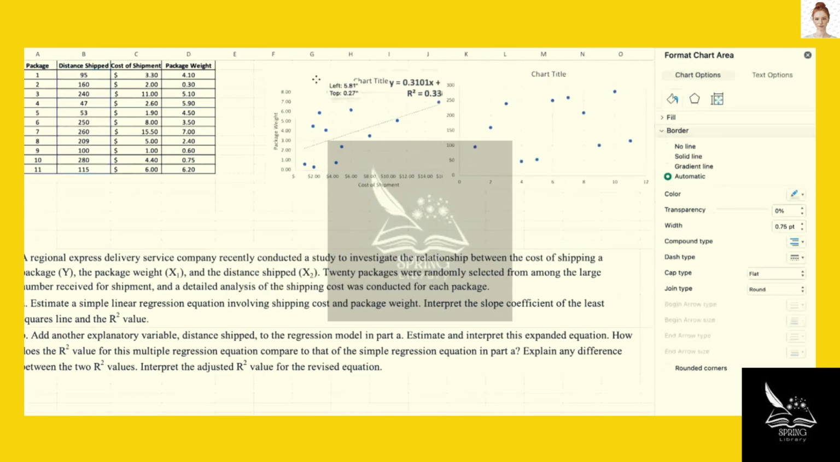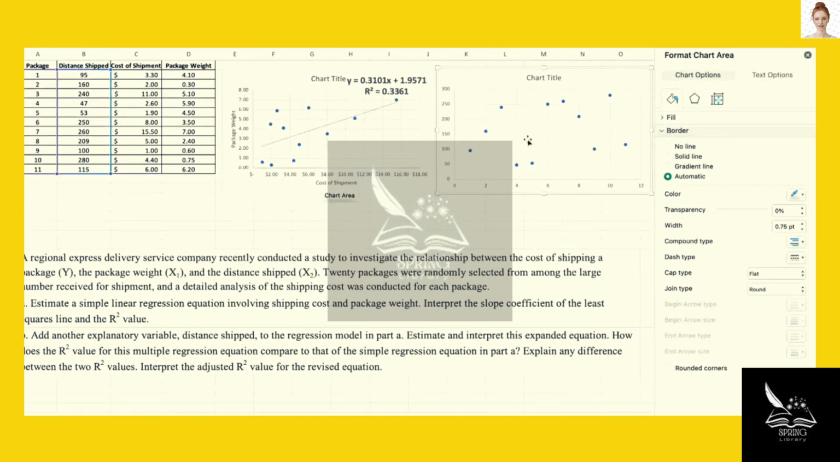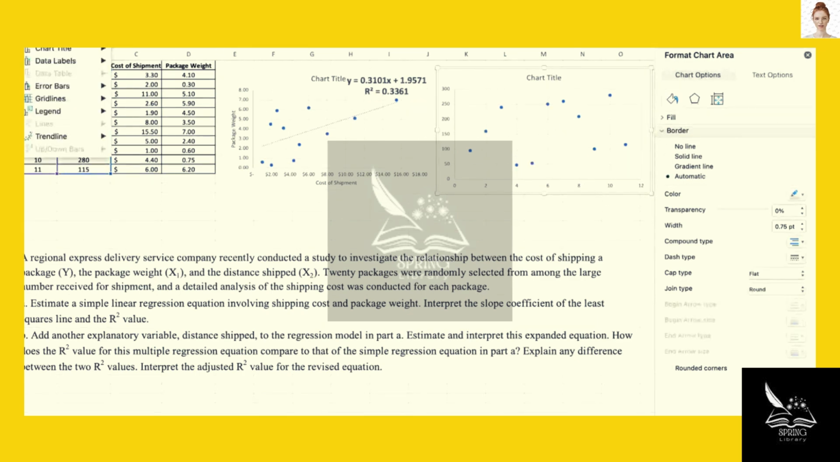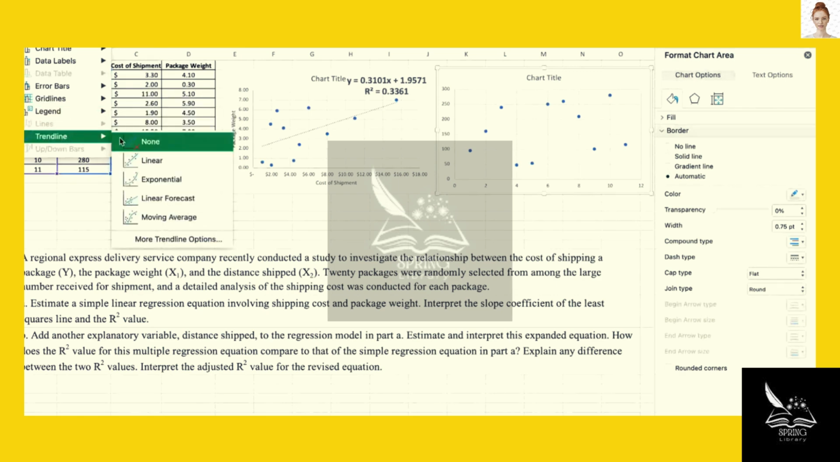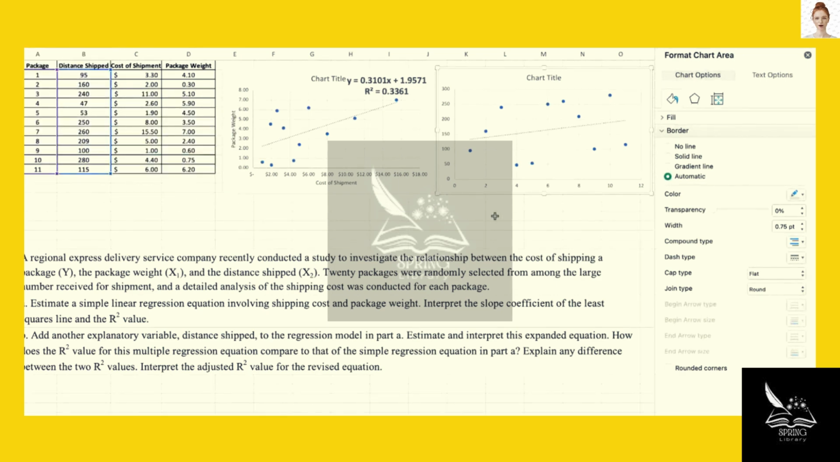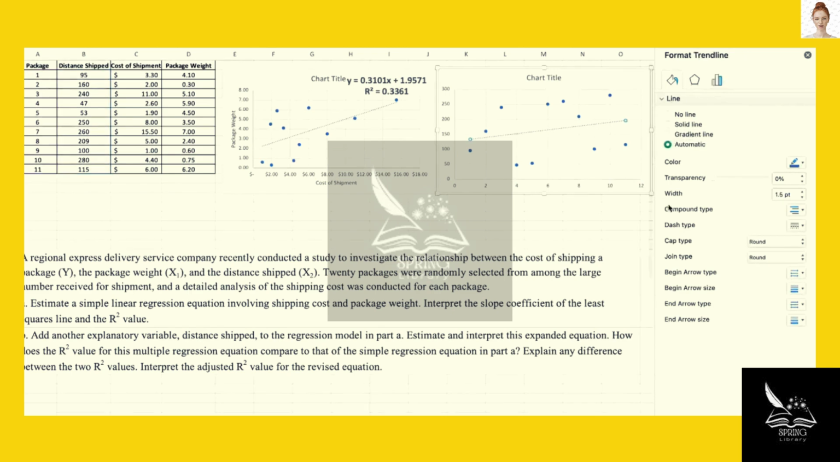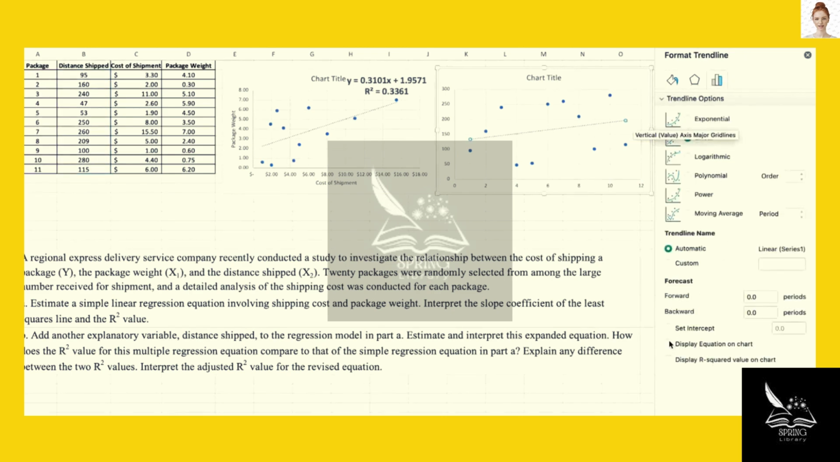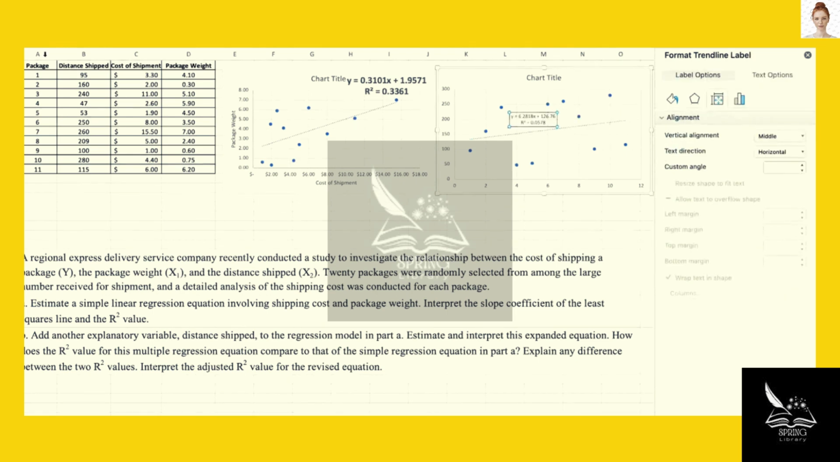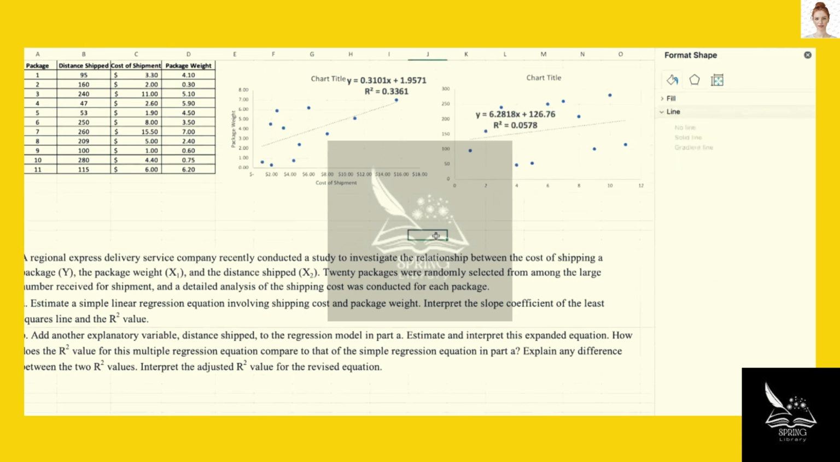And this is the table for this data. There really is no correlation. You could put in some type of trend line, and it's a very weak trend line, I will say that. And to display the equation for this, I'm just going to make this in bold. I'm not sure if that's what it was asking for, but that is another explanatory variable, the distance shipped.